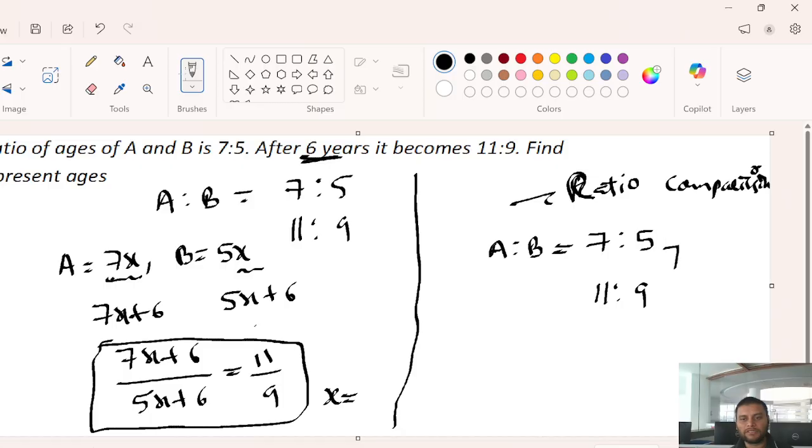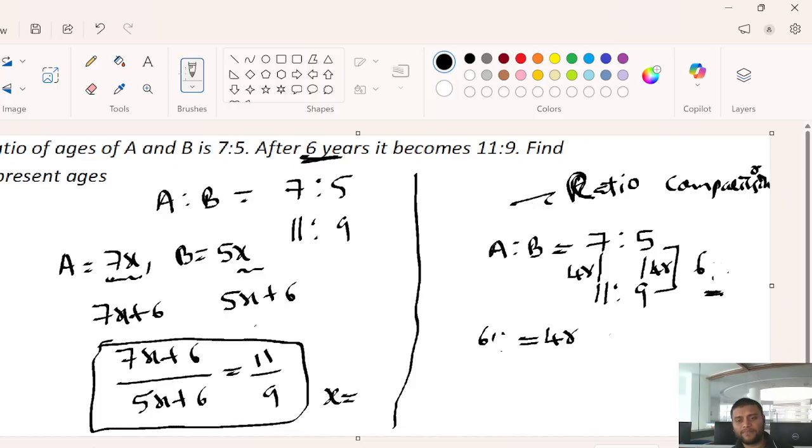So from 7 is to 5 to 11 is to 9, there is a 6 years time gap. And look at this, 7 to 11 is a 4 ratio change, and 5 to 9 is also a 4 ratio change. So I can say that this 6 years time gap is the reason for the 4 ratio change. If you add 6 years to the present age of A and of B, the ratio changes by plus 4, becoming 11 and 9.